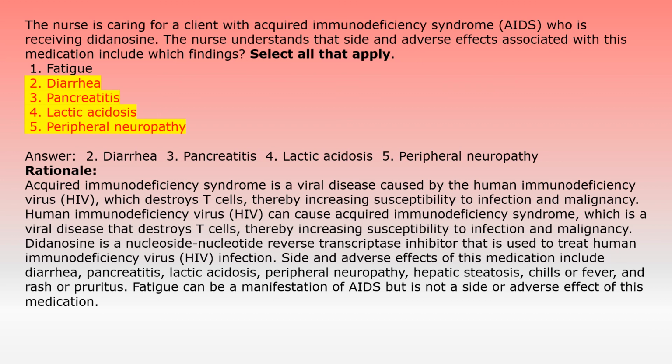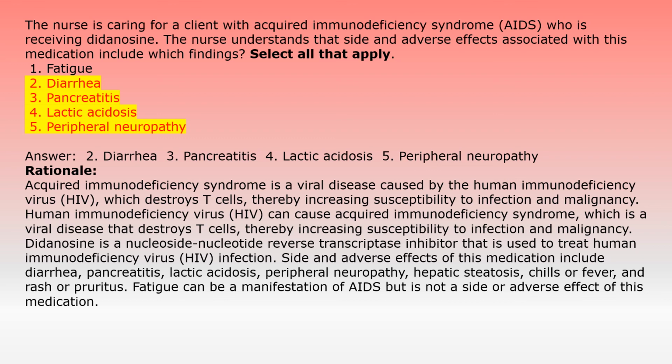Answer. 2. Diarrhea. 3. Pancreatitis. 4. Lactic acidosis. 5. Peripheral neuropathy. Rationale. Acquired immunodeficiency syndrome is a viral disease caused by the human immunodeficiency virus, HIV, which destroys T cells, thereby increasing susceptibility to infection and malignancy.